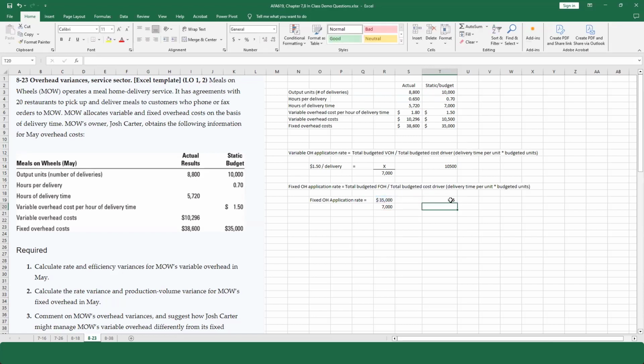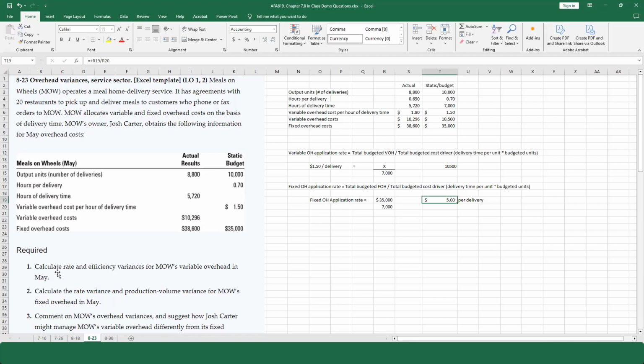The application for the fixed overhead is $5 per delivery. And I'm just going to change this into dollars so we know what we're looking at. There we go. So keep in mind all of these interacting amounts. You need to understand how to calculate the variable overhead application rate and the fixed overhead application rate. Otherwise, you won't be able to do calculations.